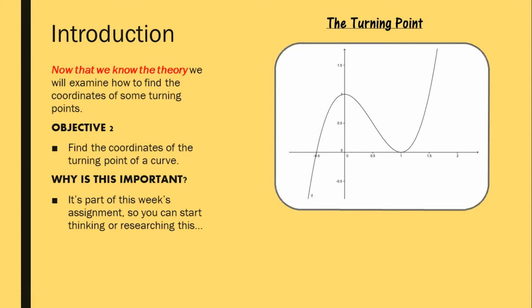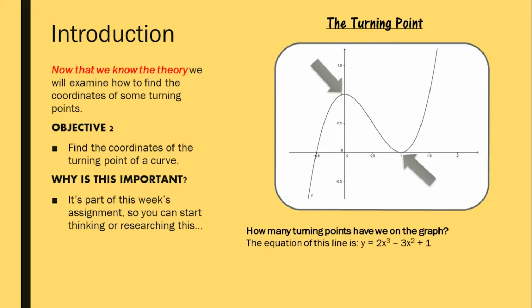Turning point. Okay, so here is a curve. It's actually a cubic graph. How many turning points are there on this graph? So we're coming up along here, round and round, and away we go again. Well, there's one there. We'll turn and change direction there, and we'll turn and change direction there. So there are 2. The equation of this line is 2x cubed minus 3x squared plus 1.